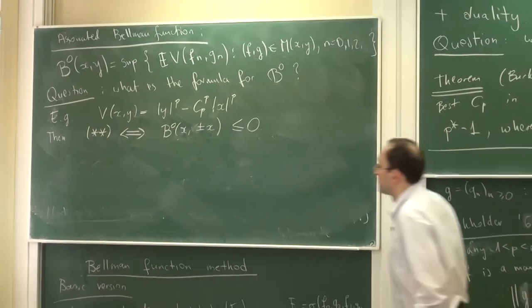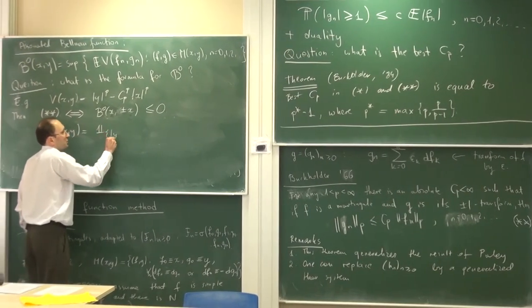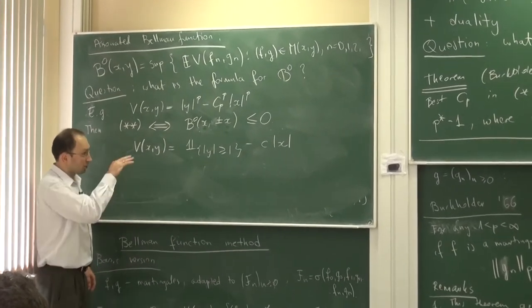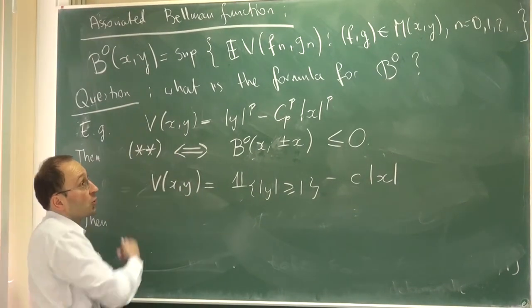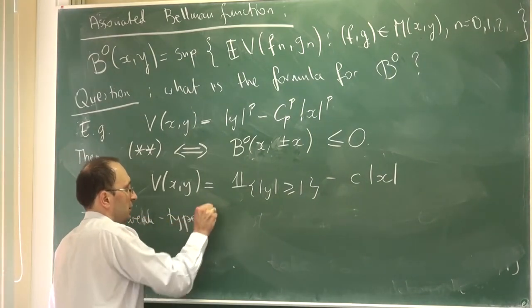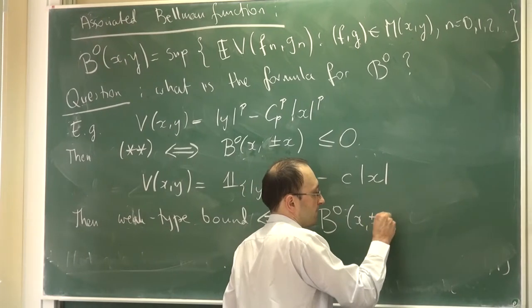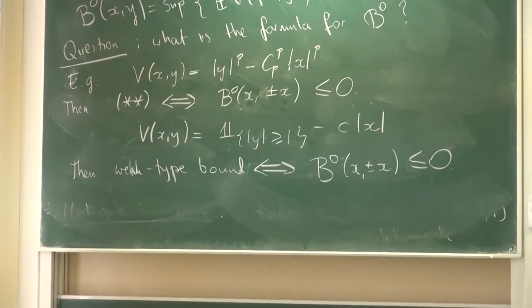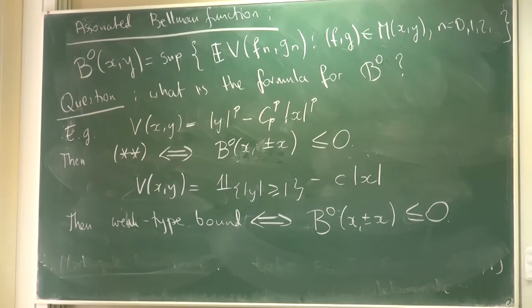And similarly, if we take the indicator function minus c times the modulus of x, then this B0 leads to this weak type estimate. So you see we have transformed our original problems to the problem of bounding this B0 from above.